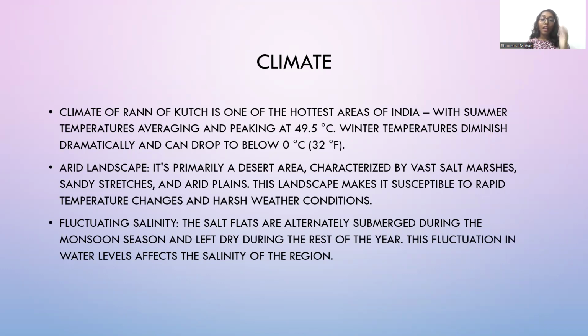Arid landscape. It's primarily a desert area characterized by vast salt marshes, sandy stretches, and arid plains. This landscape makes it susceptible to rapid temperature changes and harsh weather conditions. Fluctuating salinity. The salt flats are alternately submerged during the monsoon season and left dry during the rest of the year. This fluctuation in water levels affects the salinity of the region.